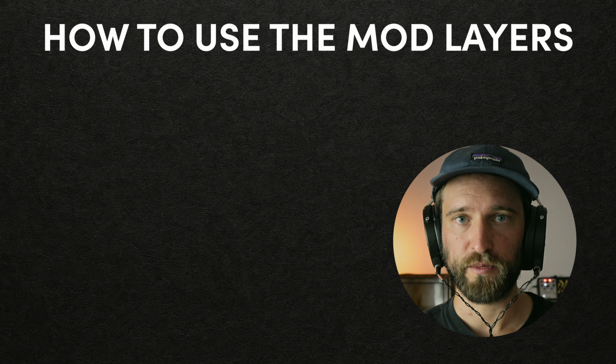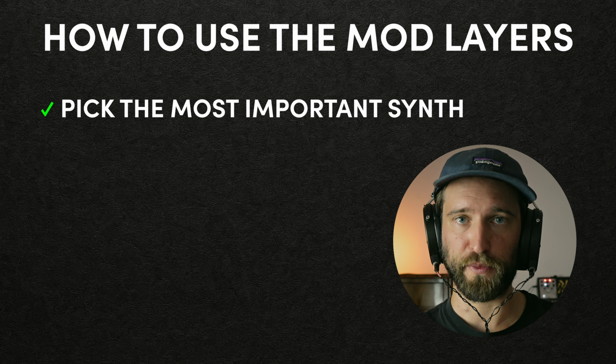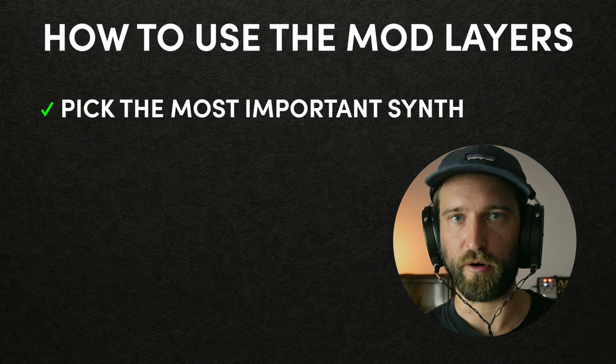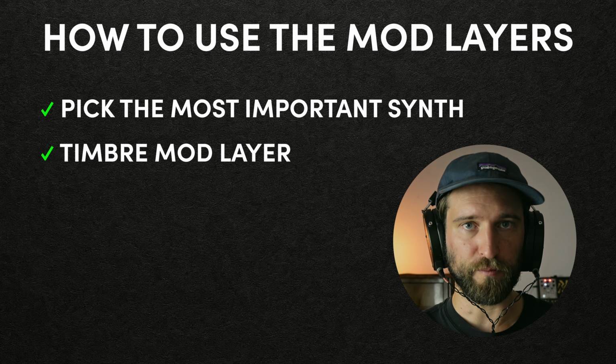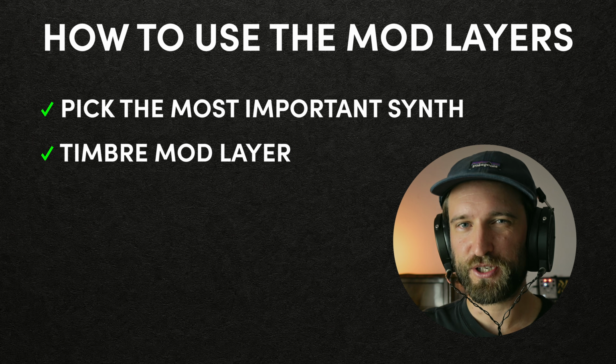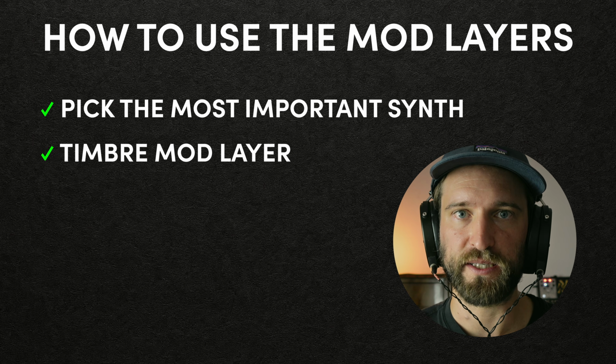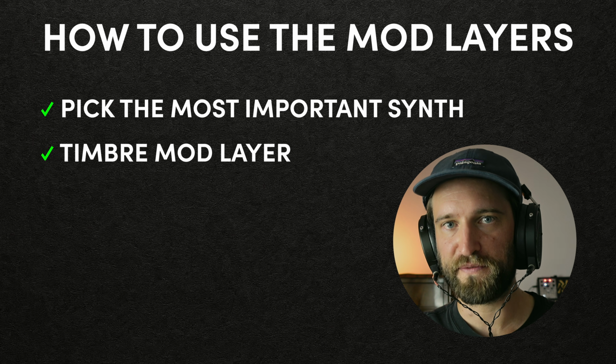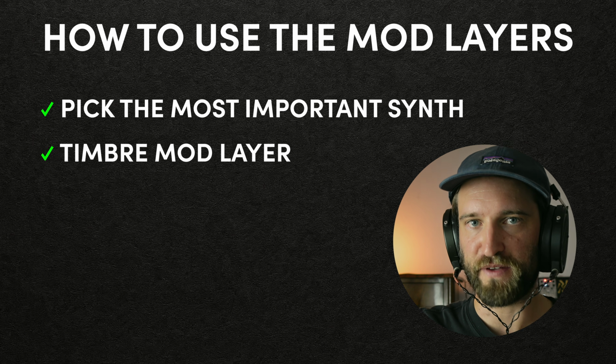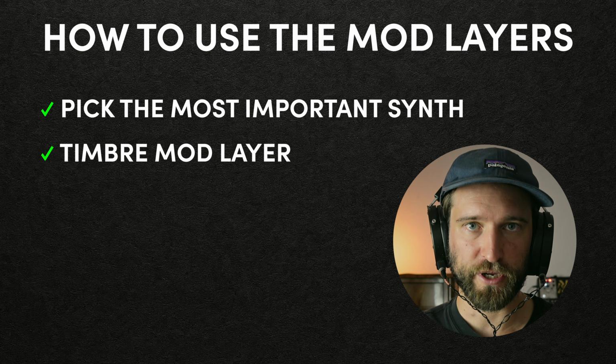So here's what I would do. Step 1 is to pick the most important synth in your production, that's typically a lead sound or a bass. Step 2 is to start with this timbre modulation layer, and you modulate just 2-3 key parameters that actually influence the timbre of that specific sound. So maybe the filter together with the wavetable position and maybe a little bit of FM detuning. Get that working and sounding good.